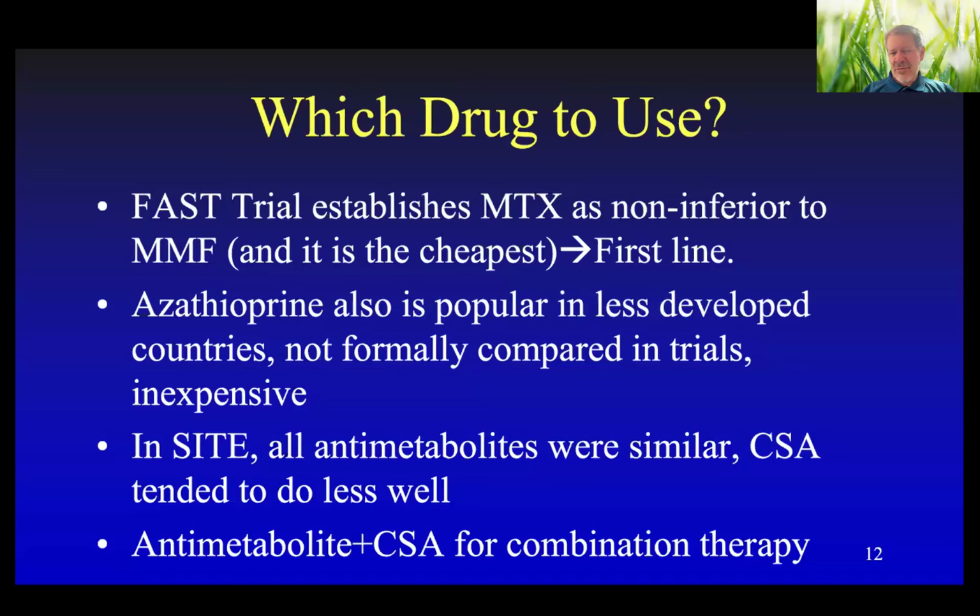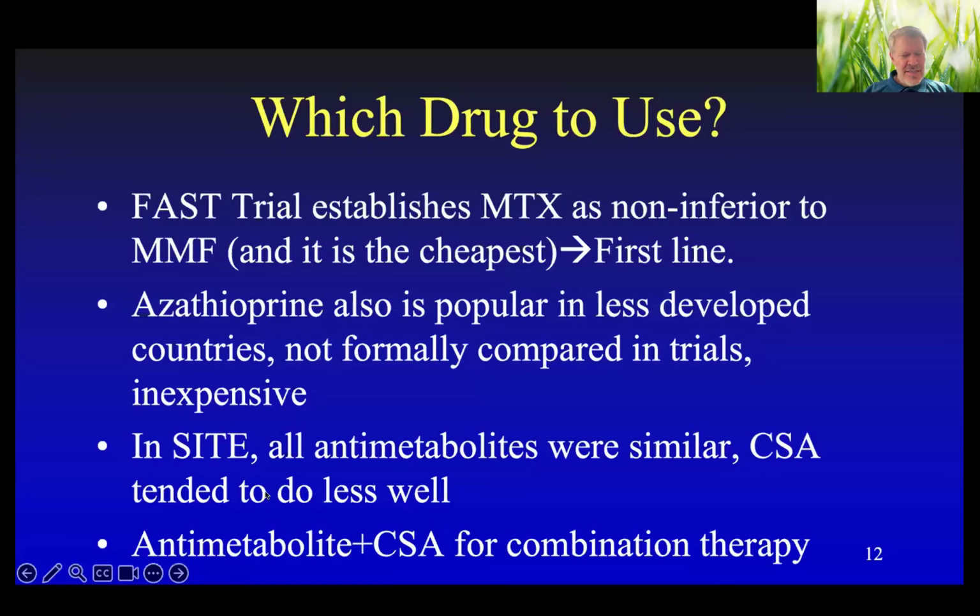Azathioprine hasn't really been compared, other than we looked at it with SITE, and it's popular in less developed countries and also reasonably inexpensive. So methotrexate and azathioprine are the inexpensive ones. And in SITE, all the antimetabolites were similar. The methotrexate was just a hair better, but it's not statistically different.